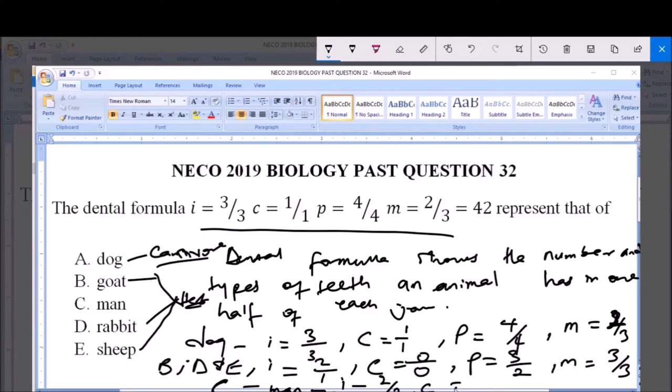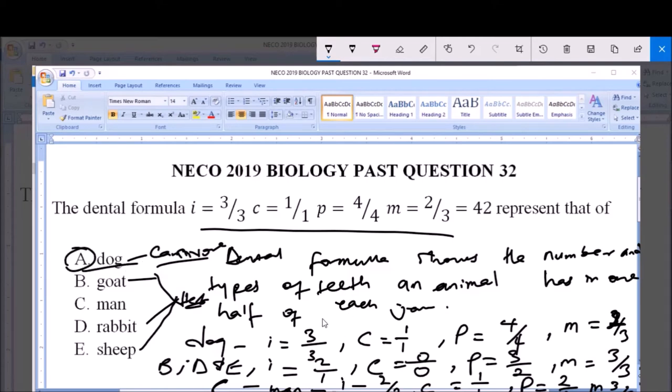C, canine, 1 over 1. P, premolar, 2 over 2. And M, molar, 3 over 3. Now, from this, you will see that the animal with this dental formula is actually option A, dog.